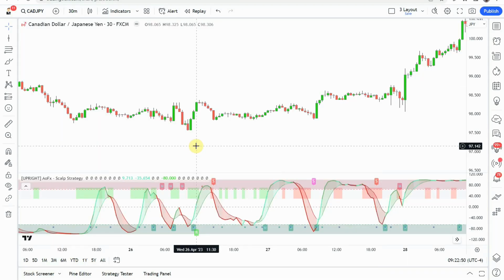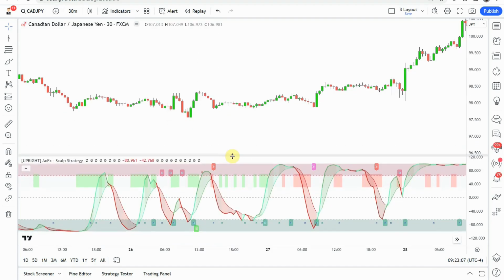Okay, so today we are looking at a custom scalping indicator. This is the indicator that we have developed here on the channel. I've done at least a couple of videos on the strategy in general, and one video on the new custom indicator, which you can see here on the bottom of the screen.